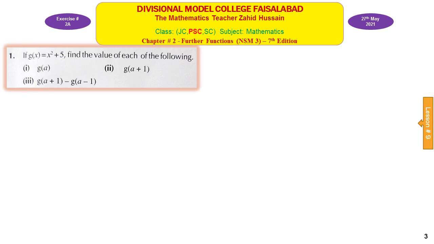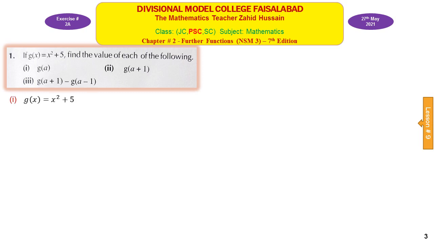So let's solve some questions of exercise 2a. In question number 1, a function is given, represented by the letter g. g of x is equal to x square plus 5. Find the values of part 1, part 2 and part 3.